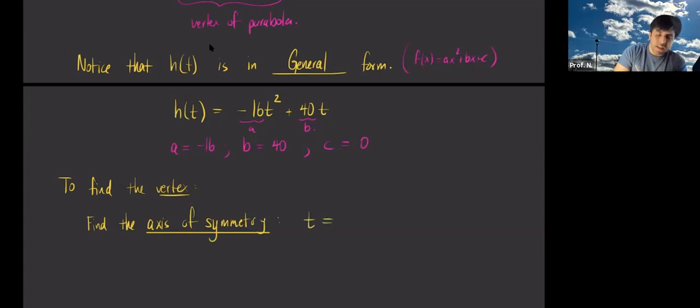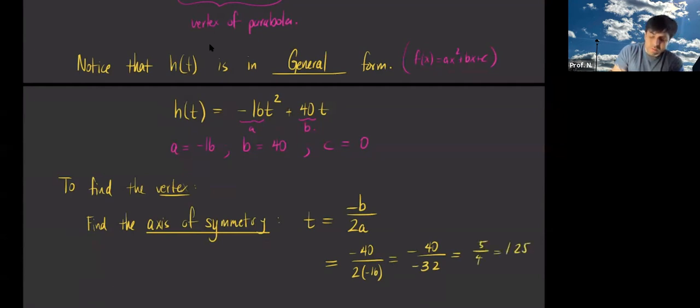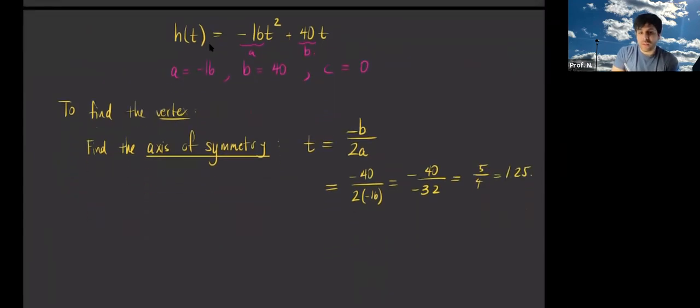So instead of calling it x equals negative b over 2a, because my variable is a t, I'm going to call it t. t equals what? Negative b over 2a. What is this going to be? Negative 40 over 2 times negative 16, which is negative 40 over 32. Divide by 8, and I get negative 5 over 4, right? So this will be 5 over 4, which is 1.25. So that's my axis of symmetry, and in this case, the t coordinate of my vertex.